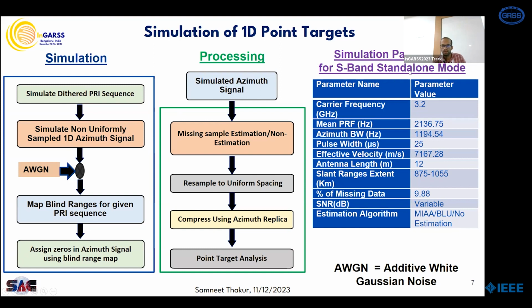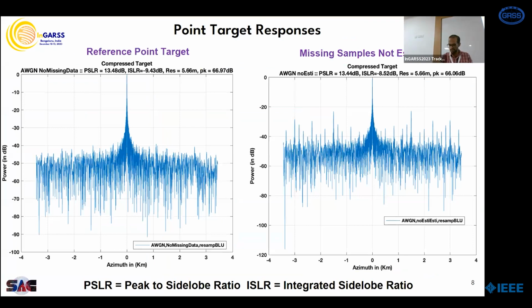These are the simulation parameters that I have shown for one of the S-band standalone modes. So these are the results. This is the reference point target data where no data is missing, and it is simply compressed. These are our reference values for PSLR, ISLR, and resolution, which is around 6 meters because we have a 12 meter secondary reflector antenna for NISAR.